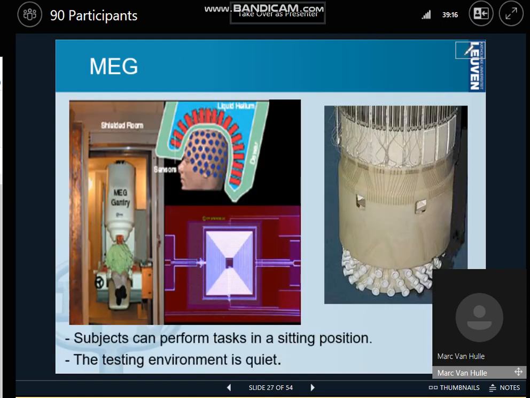On slide 27, you see more detail about the equipment. You have liquid helium for cooling the whole thing. It's a pretty bulky thing, as you can guess. It's not something that you can put on your head and walk around with. So subjects are immobilized, but it's a very quiet environment. A bit like EEG, it doesn't make any noise.